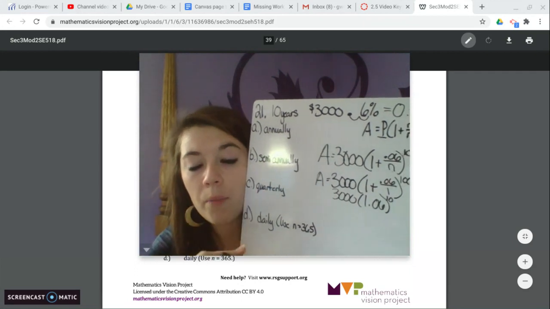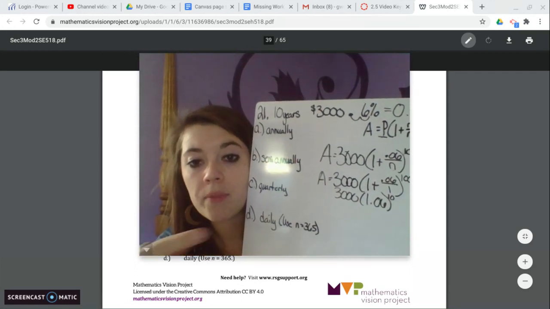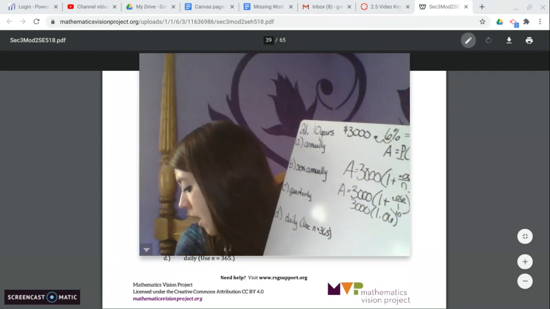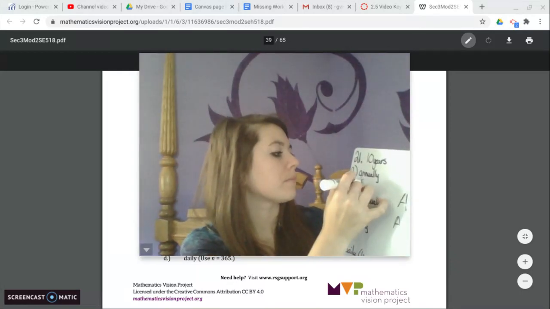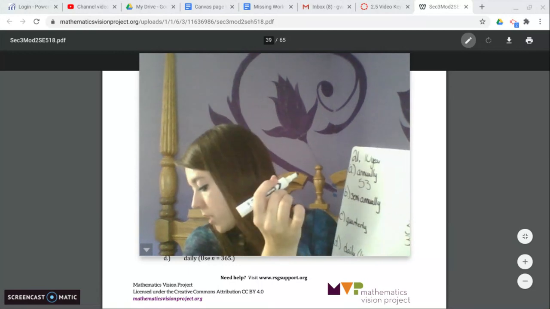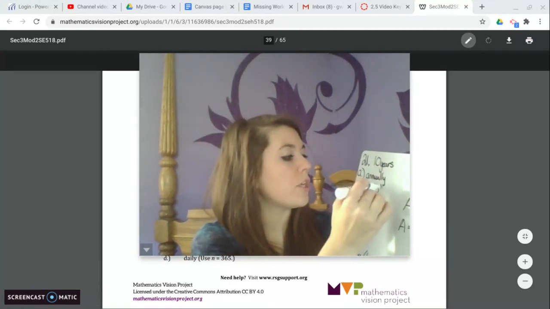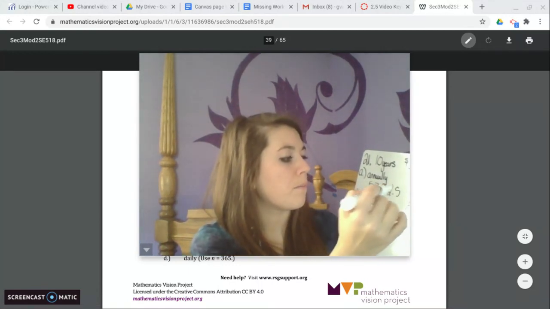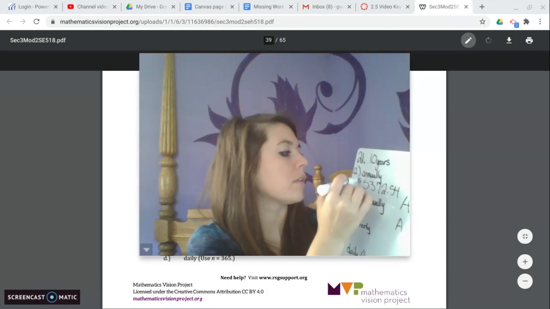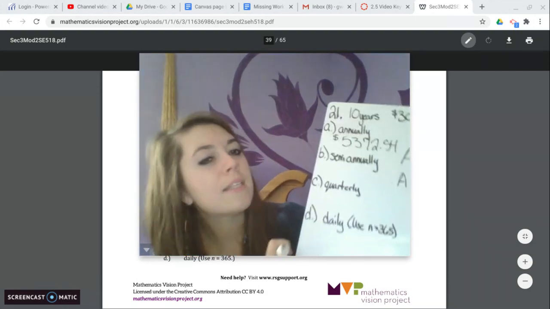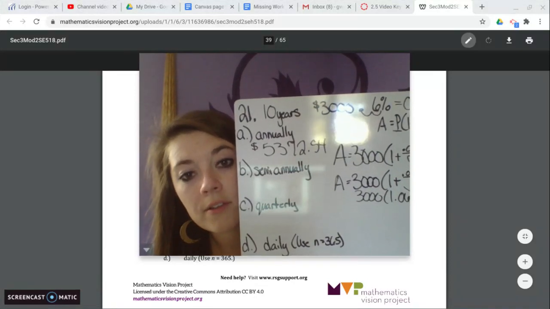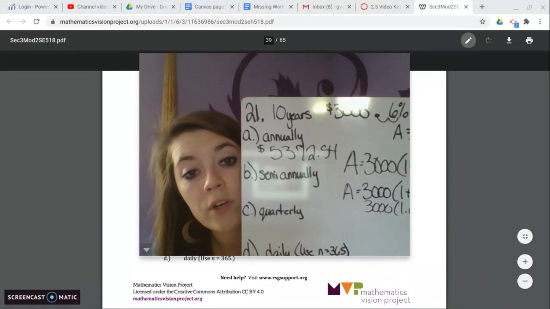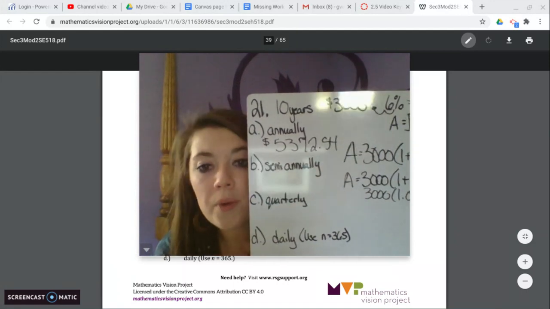So we take the 1.06 to the 10th power, and then we multiply that by 3,000, and we're going to get 5,372.54. So in 10 years, they're going to have $5,372.54 when they started with $3,000.